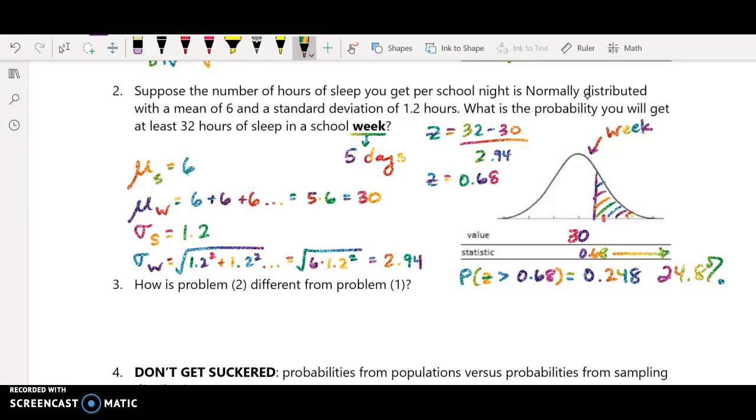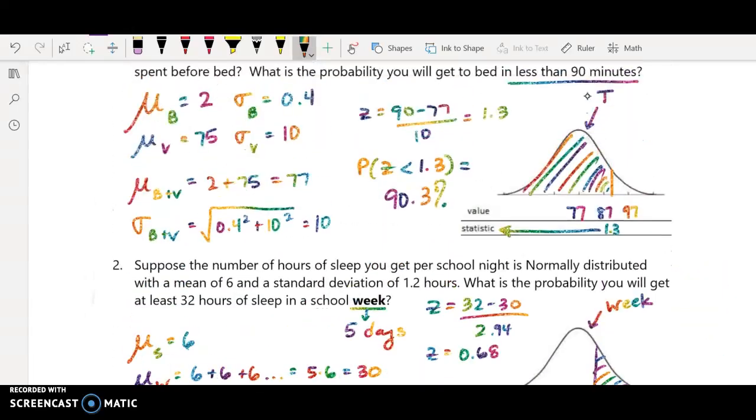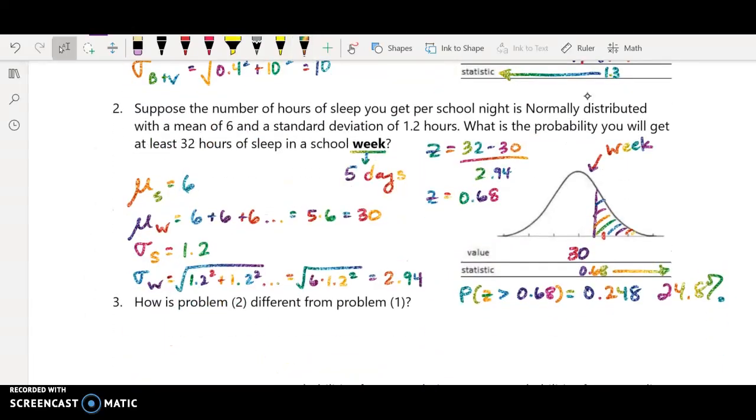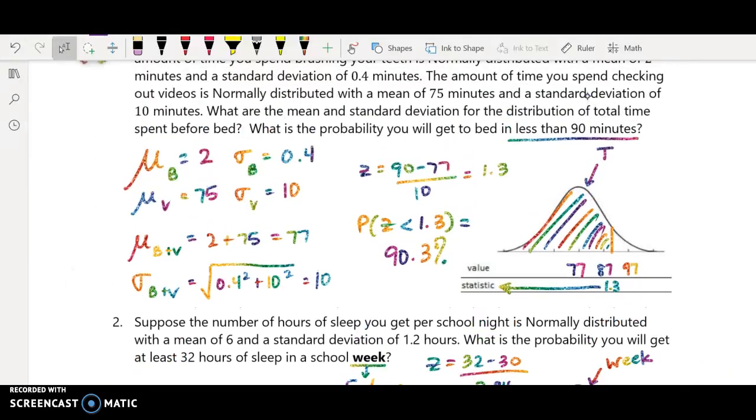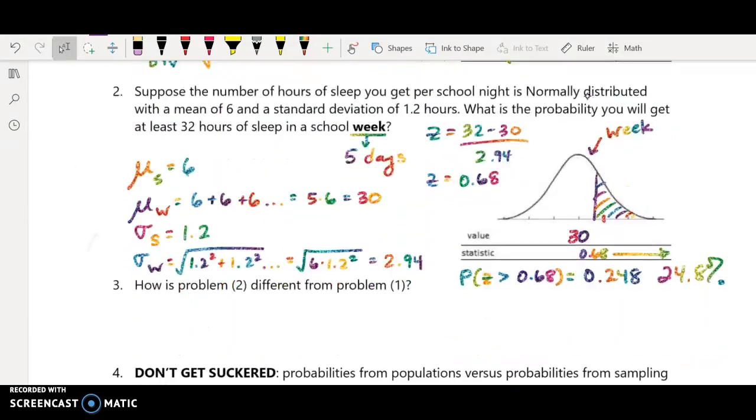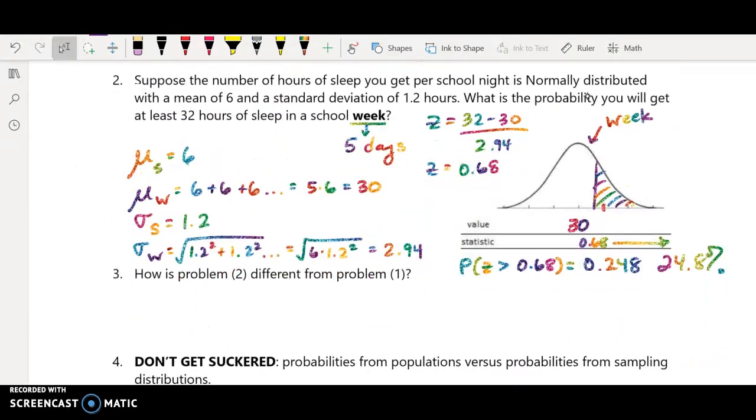So again, pretty straightforward, nothing crazy. There are two differences happening here, though. I did these two problems intentionally. The first one, you're looking at combining two different things, teeth brushing and video watching. And in the second problem, you're looking at combining the same thing over and over again.